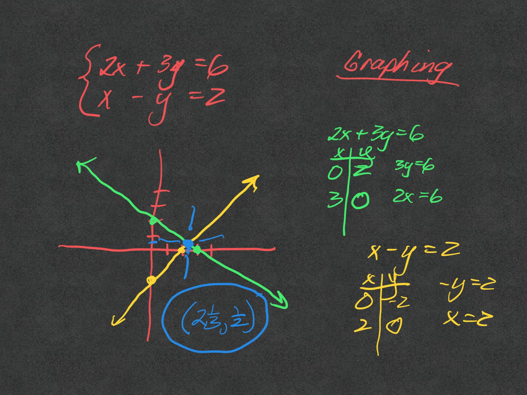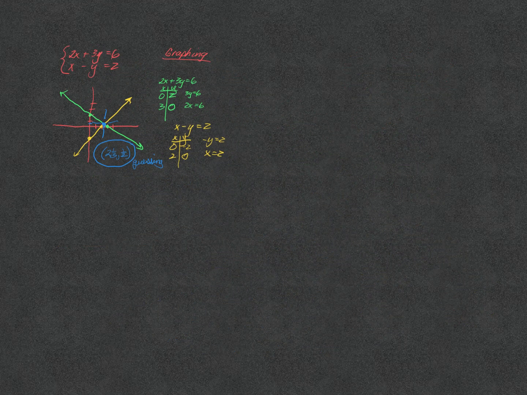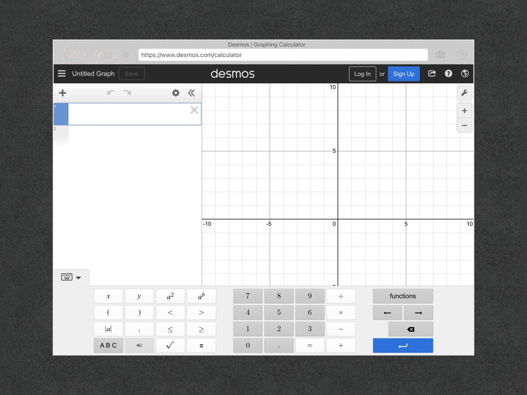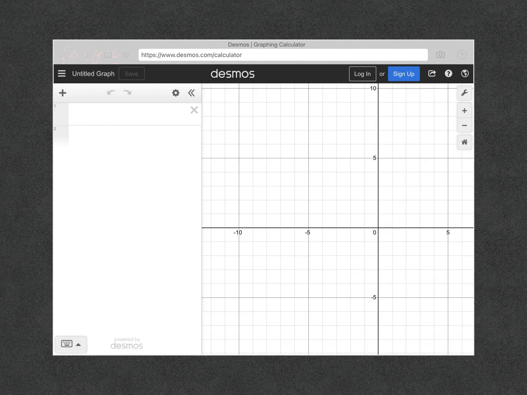Now, notice with graphing, if you graph on paper and the lines don't intersect exactly at the corners, then you're really just guessing at the solution. You're doing an approximate solution. So how can we solve this issue? The way we solve this issue is we essentially use a graphing calculator. So I'm going to fire up one here. This is one you may have seen.